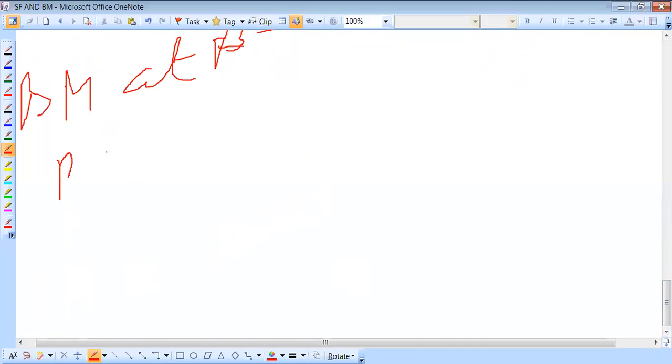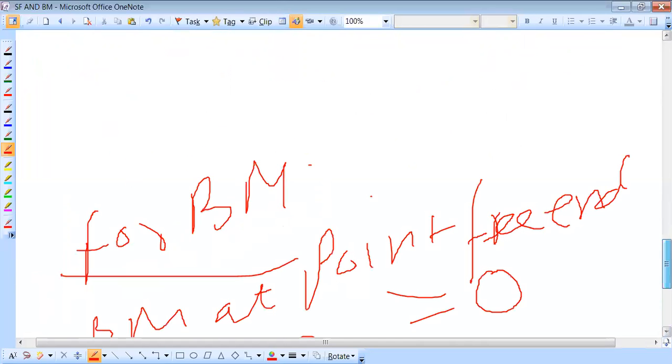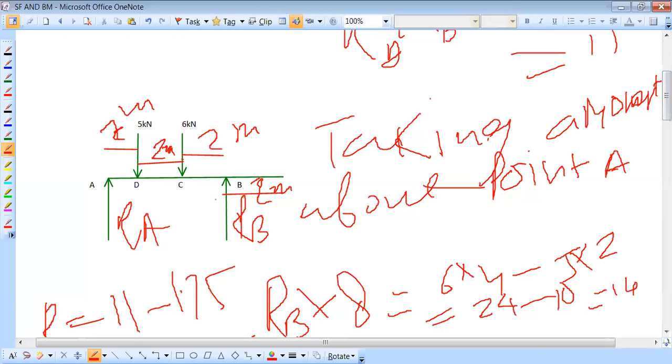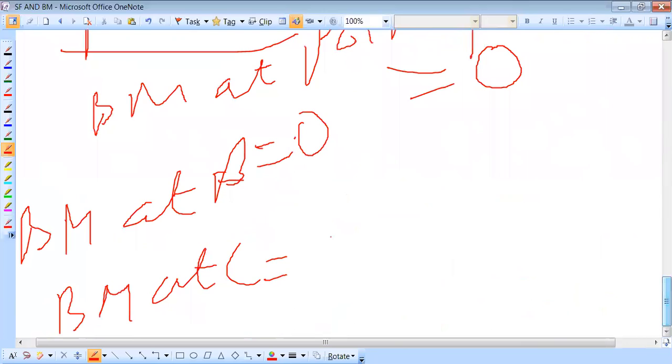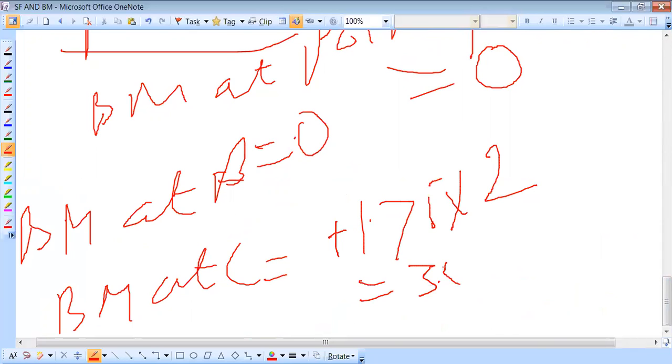Then BM at C is equal to how much? Then BMC is equal to this load into distance. That means 1.75 into 2, plus positive because of upward direction. So plus 1.75 into 2. That means how much? So 1.75 into 2 is 3.5 kilonewton into meter.